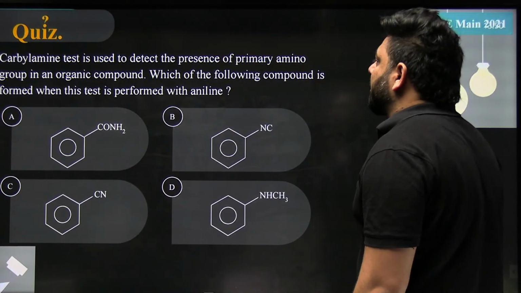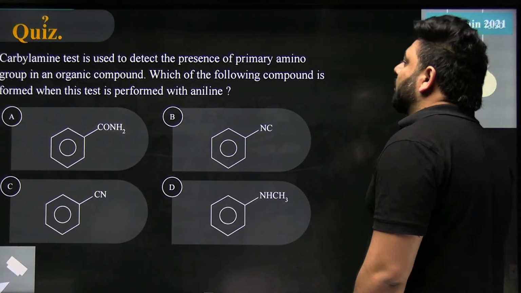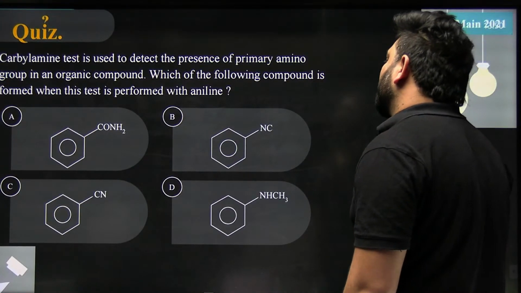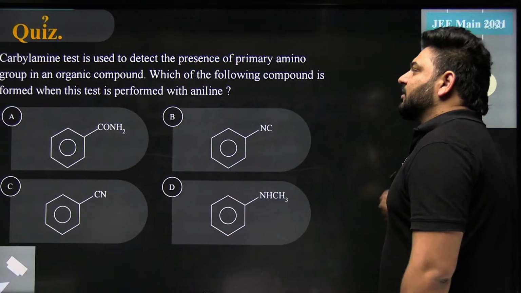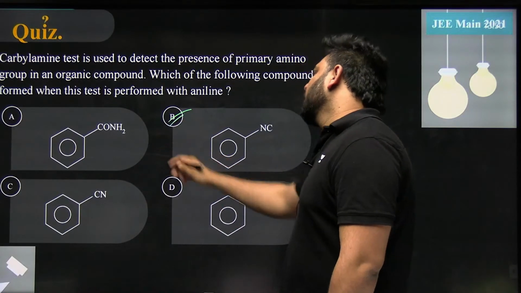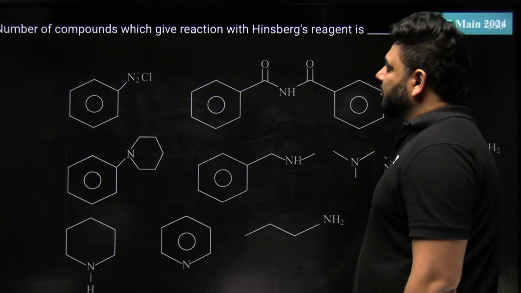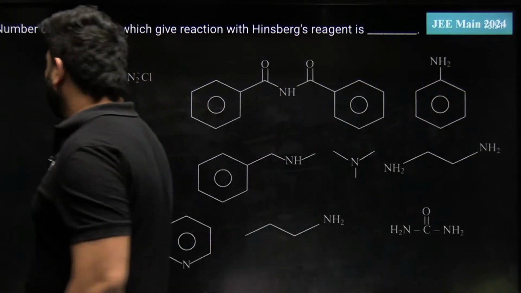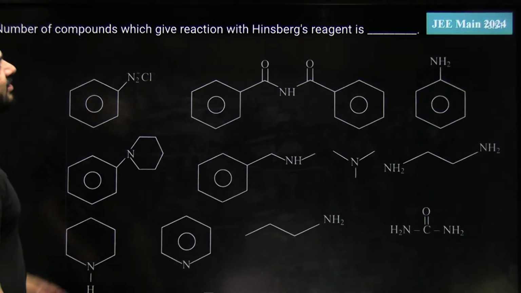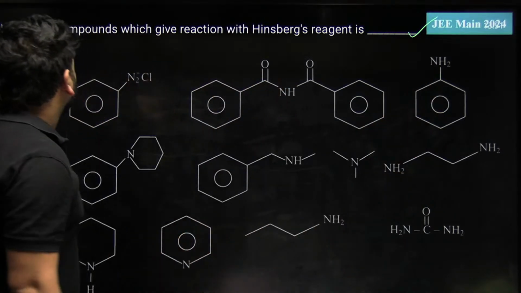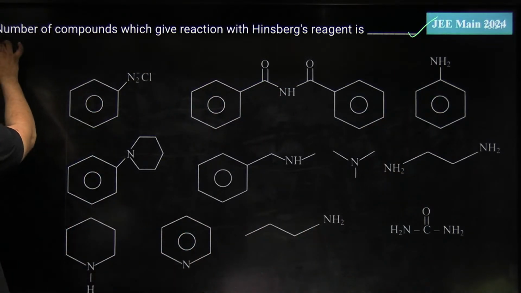The carbylamine test is used to detect the presence of primary amino group in an organic compound. Which of the following compounds is formed when this test is performed with aniline? If aniline is used in this test, then NC will be formed: benzene isocyanide, or we can call it carbylamine. Guys, this question was asked in 2024 itself. The question is very simple. Right now we are in 2025.